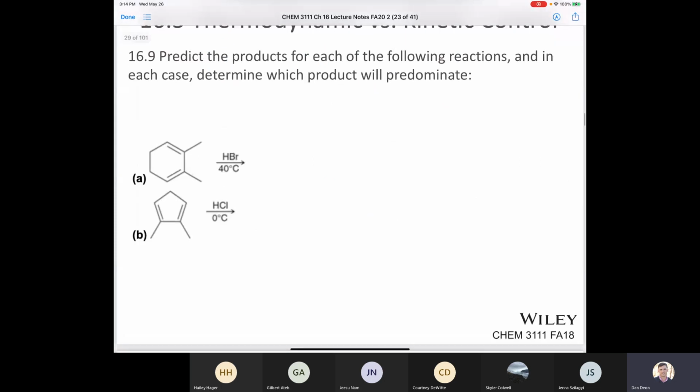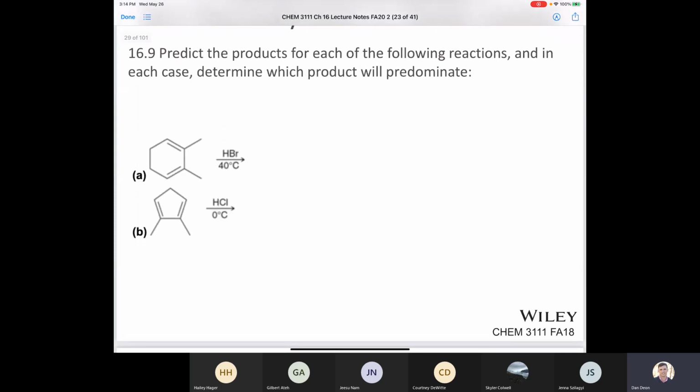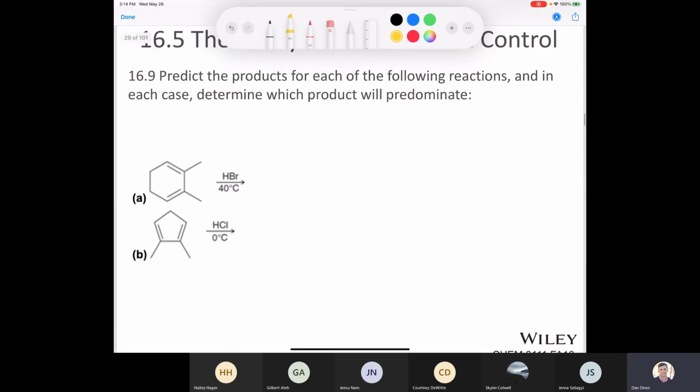So you can see that I've got a couple of beautiful examples here in question 16.9. It says, predict the products for each of the following reactions. In each case, determine which product will predominate. Now, unlike those last problems that we looked at where we formed 4 different products, since both of these alkenes are perfectly symmetrical, they both have a plane of symmetry in them, you're only going to end up with 2 products for each of them. 2 products for this one and 2 products for this one. So you get a 1,4 adduct and a 1,2 adduct.